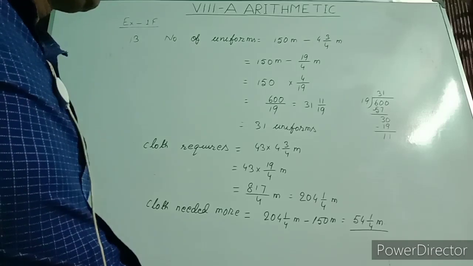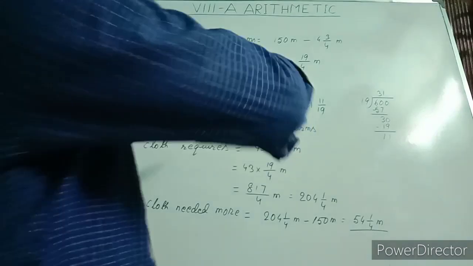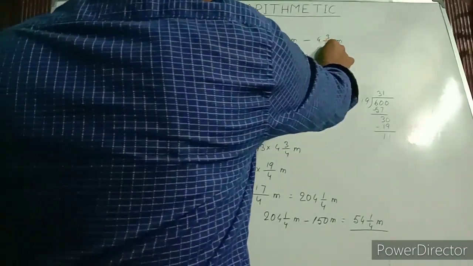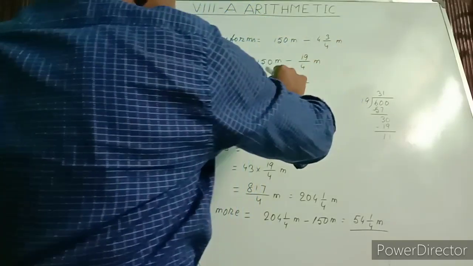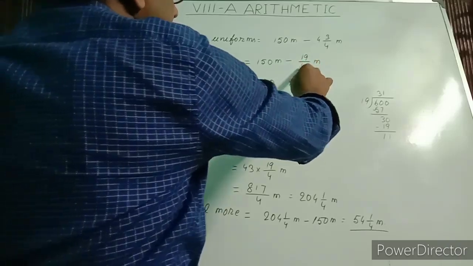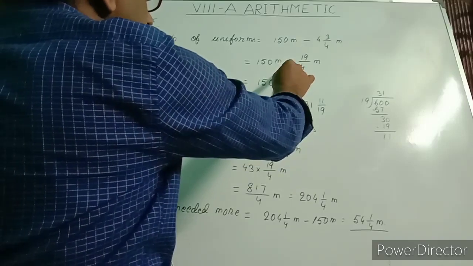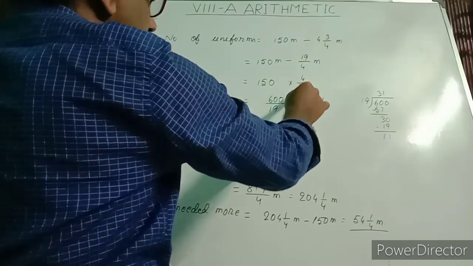4 and 3 by 4 meter. So number of uniforms equals total available cloth divided by the cloth required for one uniform. So this division became 150 meter divided by 19 by 4, since 4 fours are 16 plus 3 is 19 by 4. If you change this to multiplication, we have to write the reciprocal of 19 by 4, that will be 4 by 19.